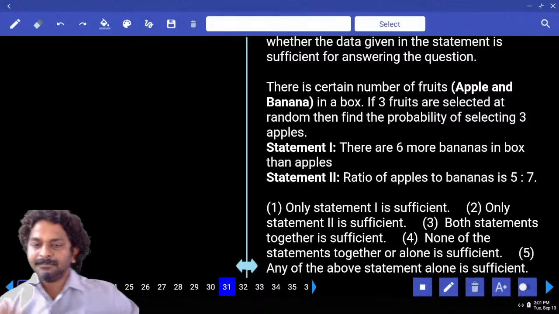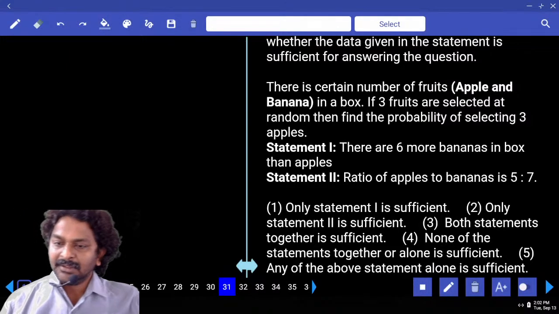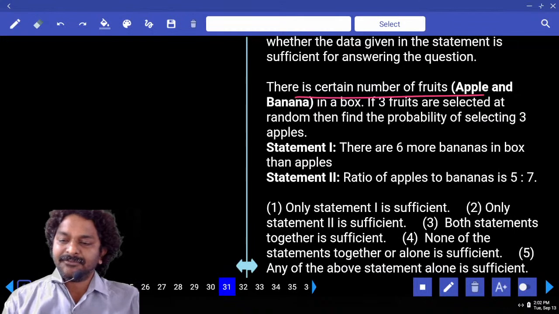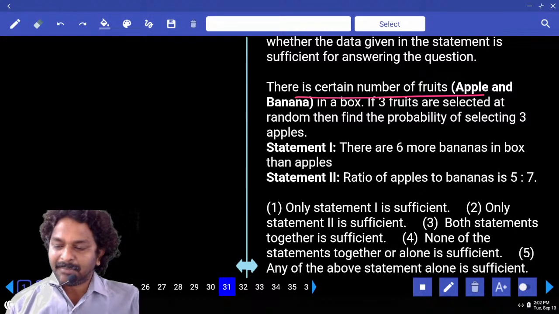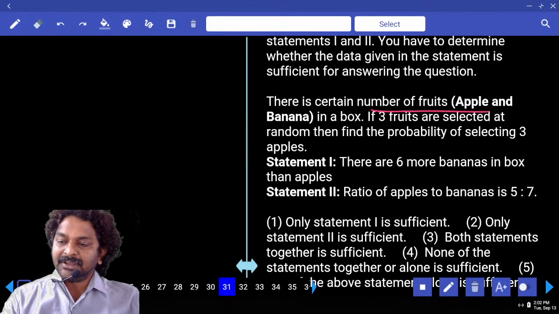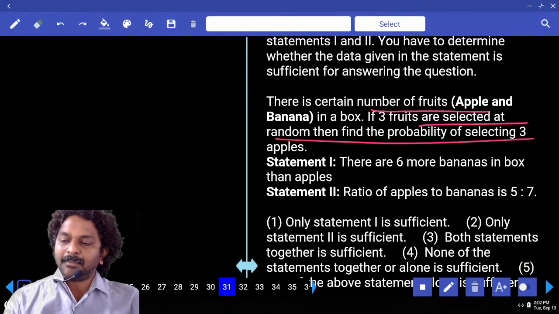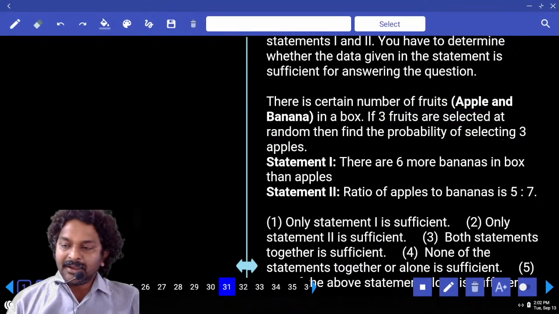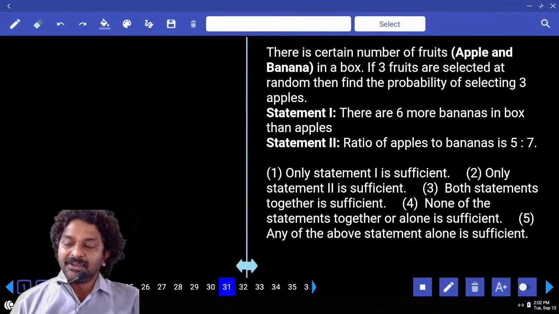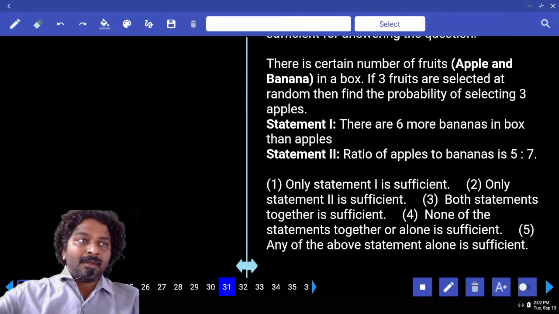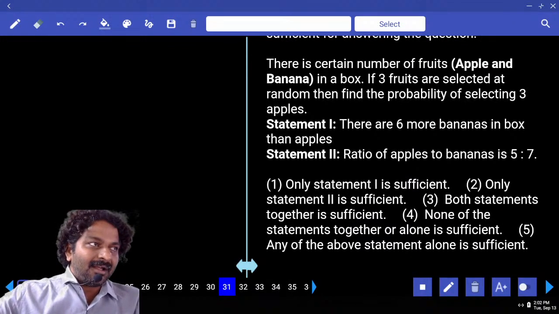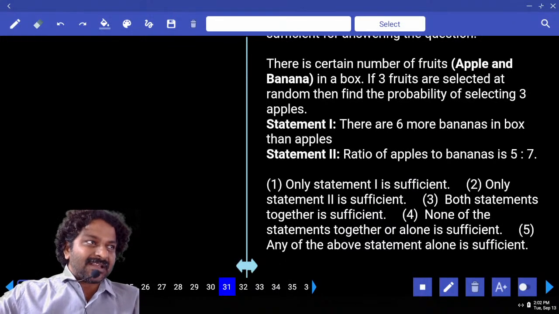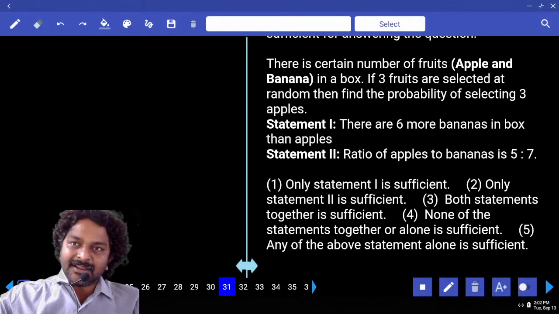Right, 31. There are a certain number of fruits, apples and bananas, in a box. If 3 fruits are selected at random, then the probability of selecting 3 apples is. Right, so first of all, to answer this question, what do you need to know? How many total we have and how many apples are there. These two pieces of information are required, correct?